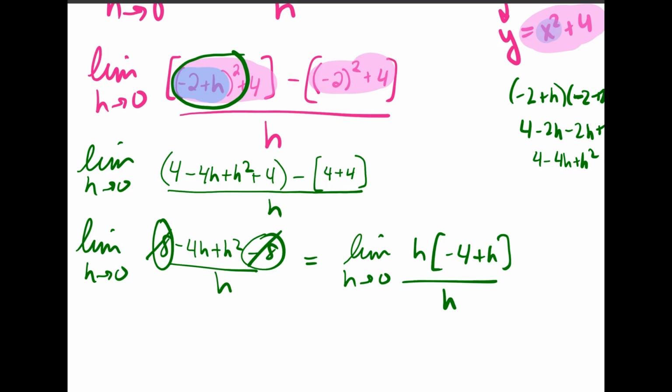The first time, I just divided every single term by h. This time, I was showing you another way to approach it. I factor out an h. There was a common factor, right? So negative 4h plus h squared is the same thing as h times negative 4 plus h. It's another way of seeing how it cancels.